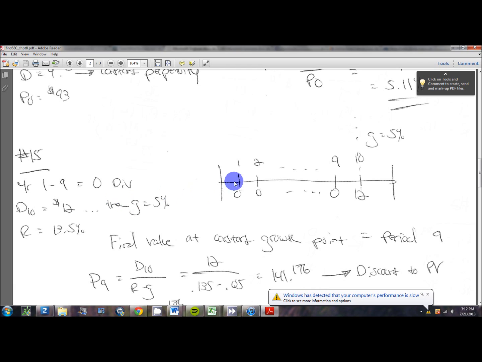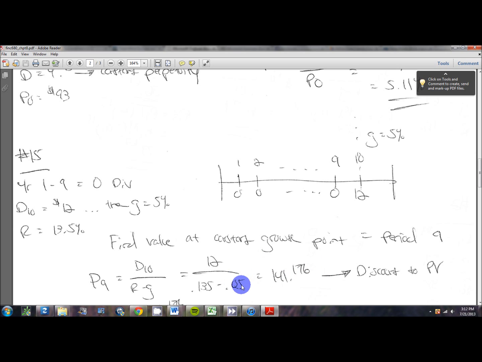So for this problem, we have dividend 10, and technically my dashed line should be over 9, not over 10, to stay consistent with the way I present these things in class. You're looking for P9 because after the 9th period, that's when the constant growth commences. To find P9, you use the dividend 10 that you're given, the required return, and the growth rate, and you get $141 and almost 18 cents.